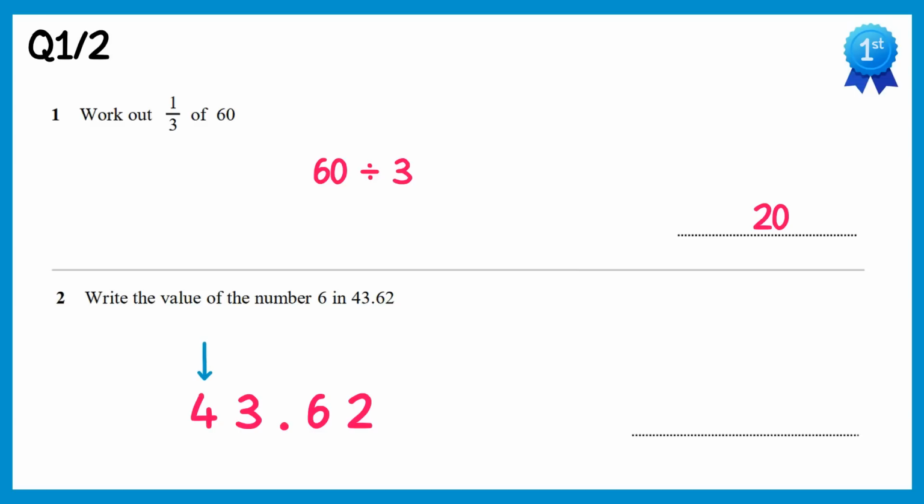For question 2 we need to find the value of the number 6. Here we have 4 which is in the tens column, the 3 is in the units column, but the 6 is in the tenths column. So we have 6/10, which could be written as a decimal 0.6.